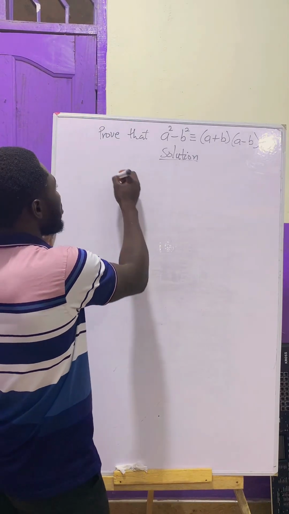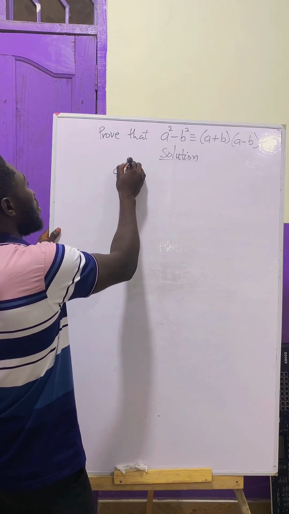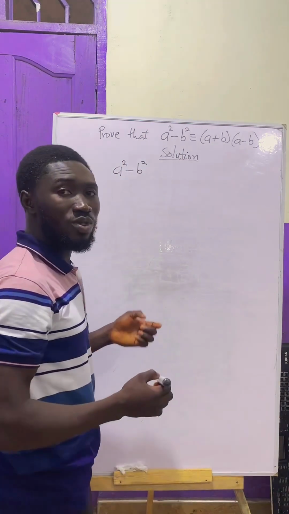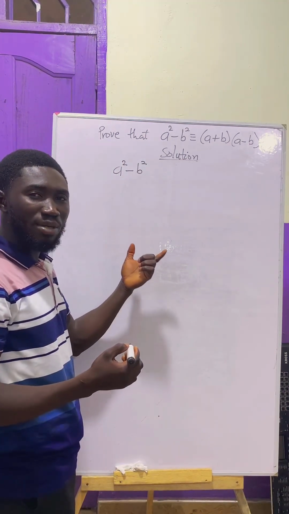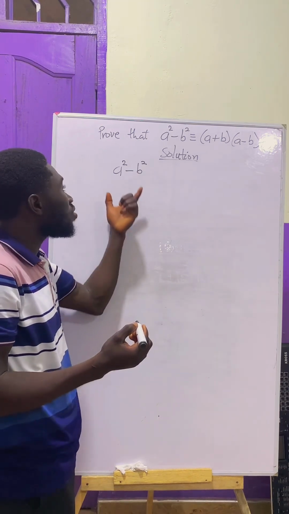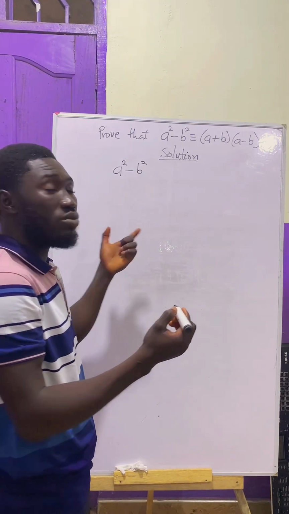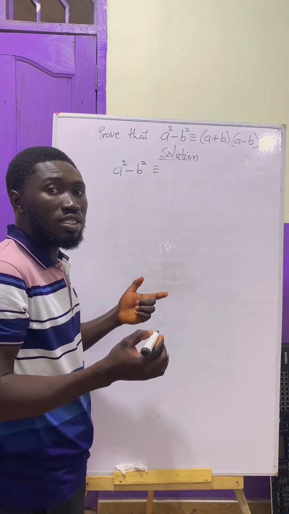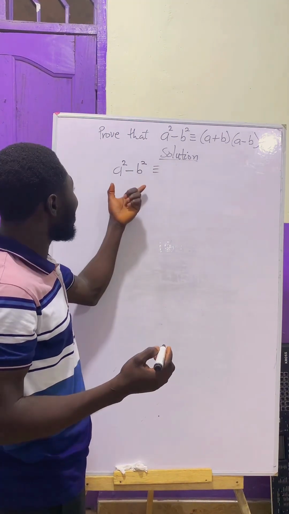Let's get our difference of two squares here. We have a squared minus b squared. What we are going to do is form an identity, something that looks identical to this. In an identity, we use the equivalent symbol to indicate identity. So we want an identity to this.